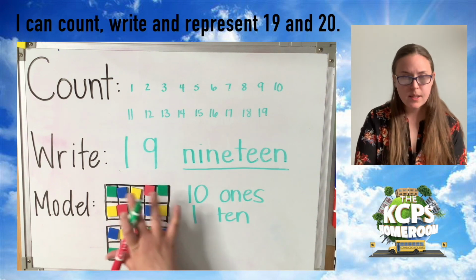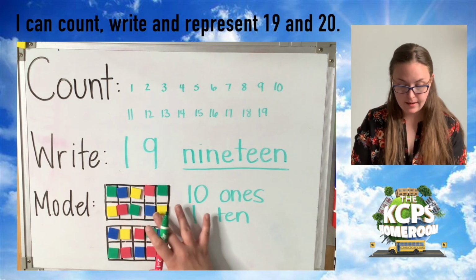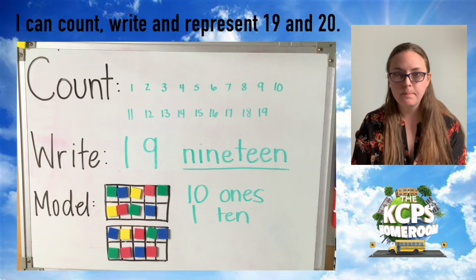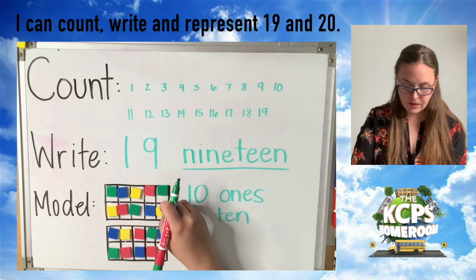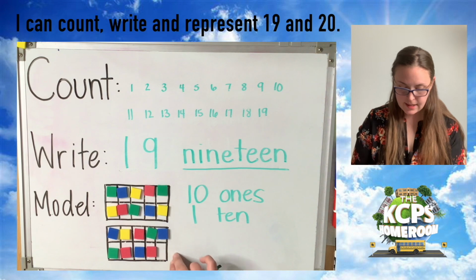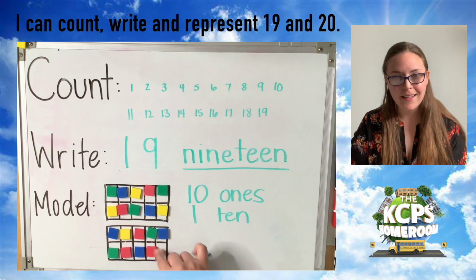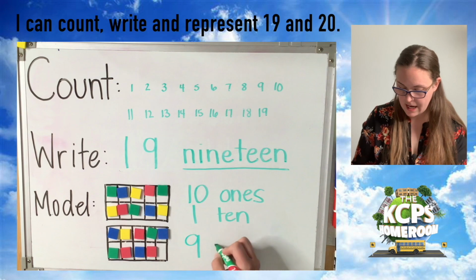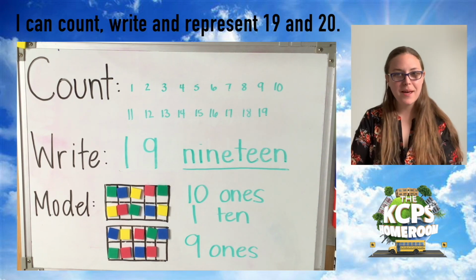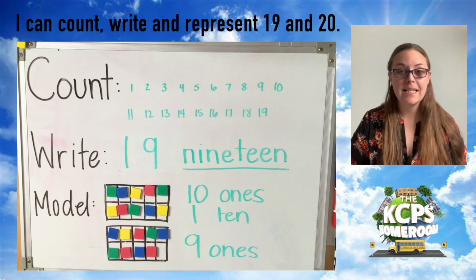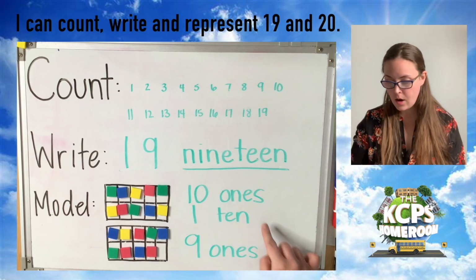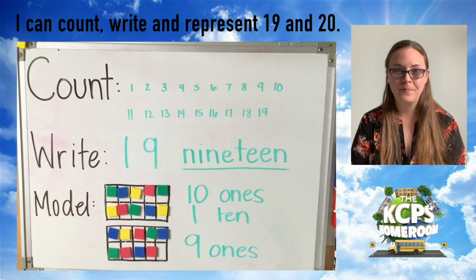Well, let's practice with the top 10 frame. So this is 10. I take one away. 10 take away 1 is how many? 9. Great job. So that means in this bottom 10 frame, how many do I have? 10 take away 1 is 9. So this bottom 10 frame models 9 1s. Great job using your problem-solving skills, mathematicians. So now we know that 19 is composed of 10 1s and 9 1s, or 1 ten and 9 1s.